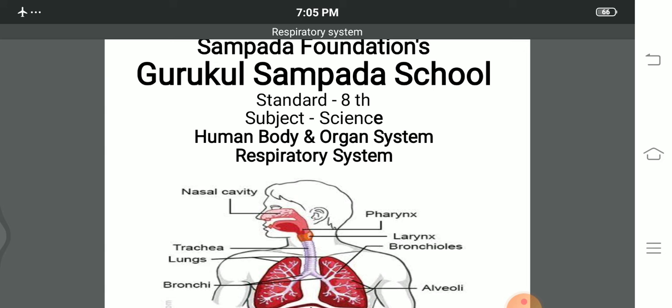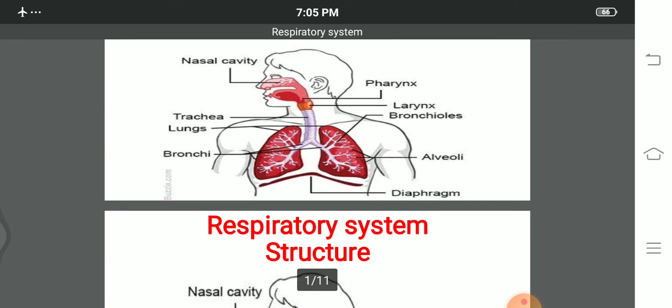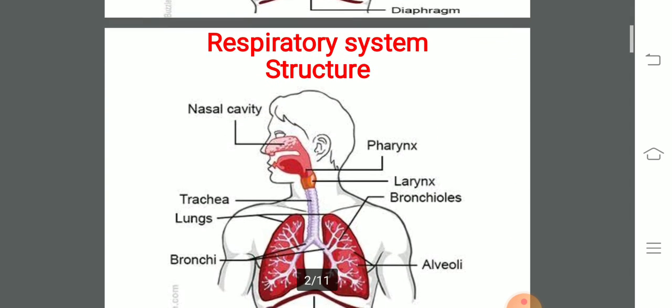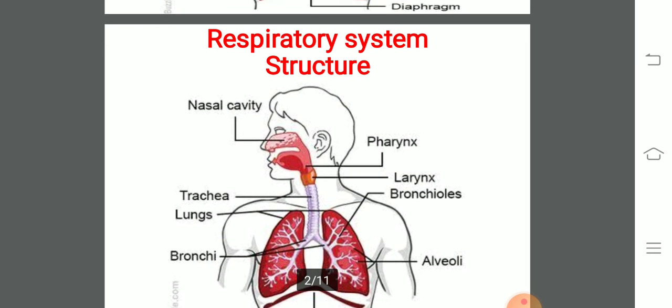Okay, here the diagram of the respiratory system shows different parts involved in the exchange of gases. If you are observing from the top side, the first part is the nasal cavity, then pharynx, then larynx, then trachea, lungs, bronchi, bronchioles, alveoli. These are the parts of the respiratory system.